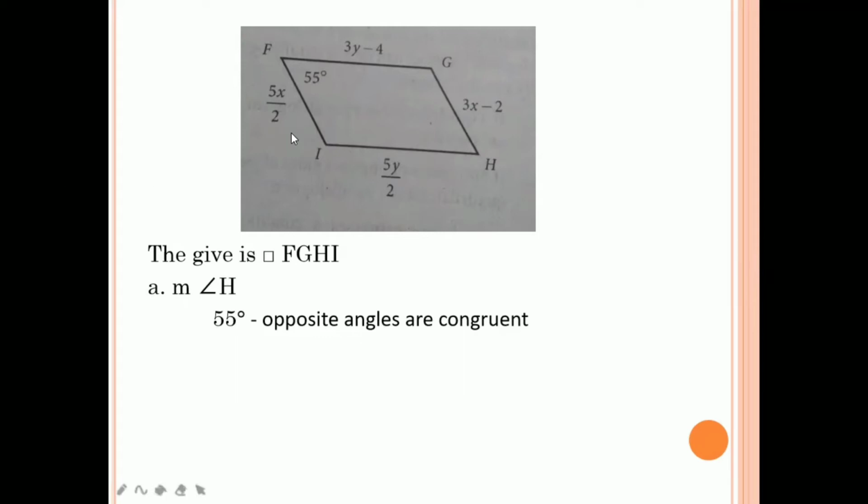So angle F and angle H are congruent because they are opposite angles. Next, the measure of angle G. As you can see, our given is angle F, which is 55. So angle F and angle G are consecutive angles, right? Consecutive angles are supplementary.